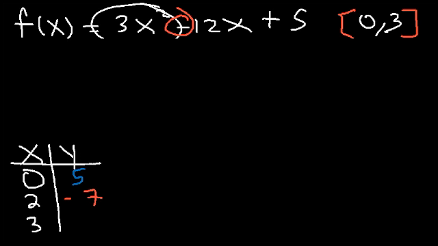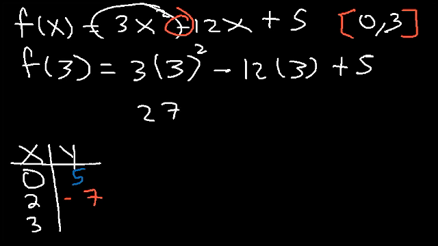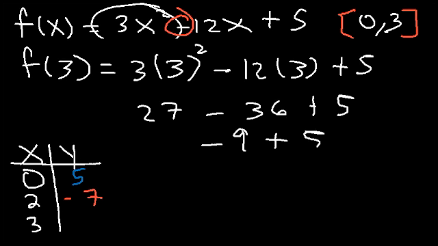So now let's find the y value for 3. So f of 3 is 3 times 3 squared minus 12 times 3 plus 5. 3 squared is 9 times 3 is 27. 12 times 3 is 36. And 27 minus 36 is negative 9 plus 5 gives us a value of negative 4.